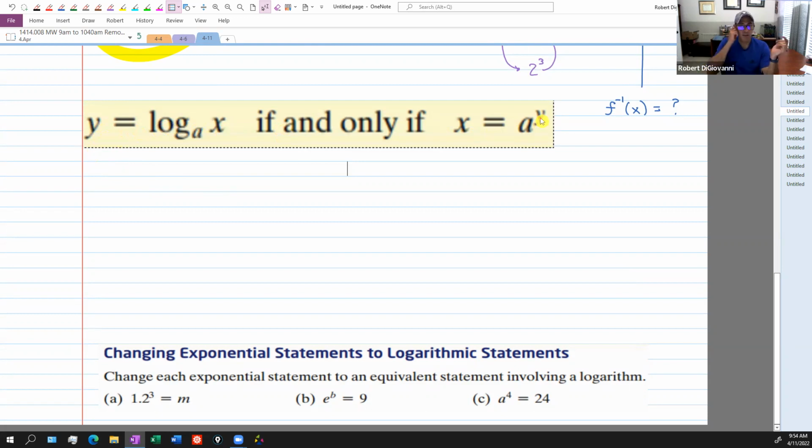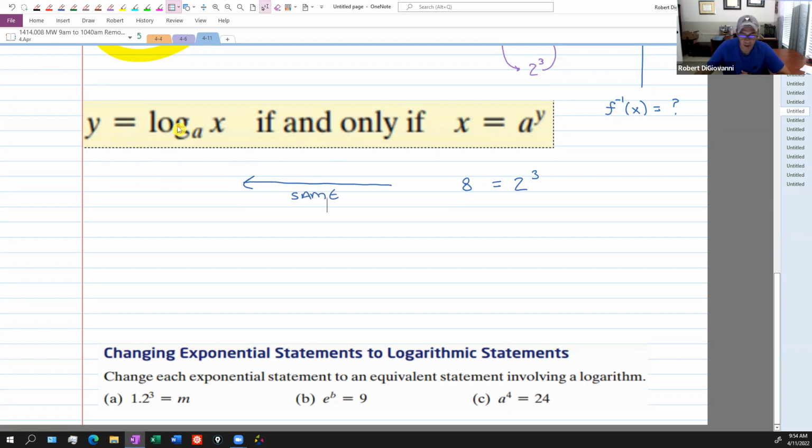What? Okay, let me write this down. I'm going to start with the right side. Do we agree with this? If I wrote 2 cubed, that should be equal to 8. Do you see how this matches what's going on on the right-hand side here? If your a is 2 and your y is 3, then 2 times 2 times 2 should be equal to 8. That is the same as writing this.